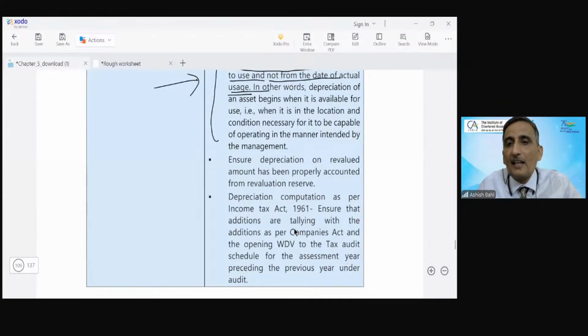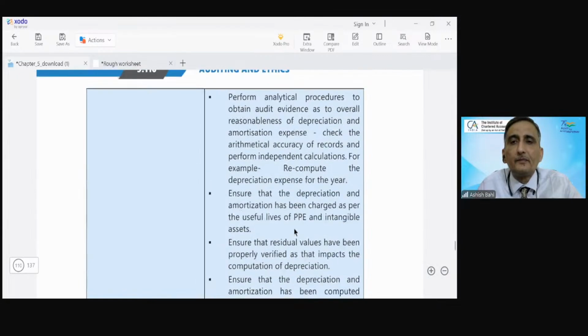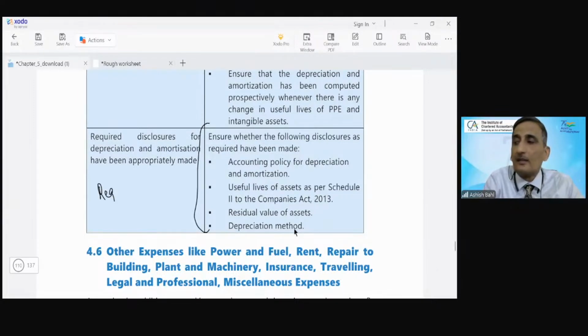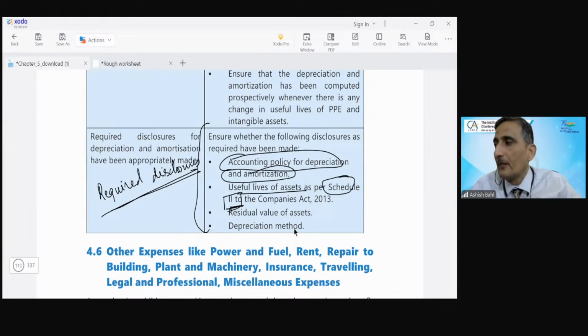Ensure depreciation on revalued amount has been properly accounted for. Yes, this Tejaswini is also writing. And what are the required disclosures as per Schedule 3 in respect of depreciation and amortization? These are the required disclosures. Accounting policy for depreciation and amortization. Useful life of assets as per Schedule 2. Look, we were recalling Schedule 2, and it has come. So you can't say, sir, this is out of syllabus, Schedule 2 is nowhere written in our module. It is written. Residual value of assets, depreciation method.